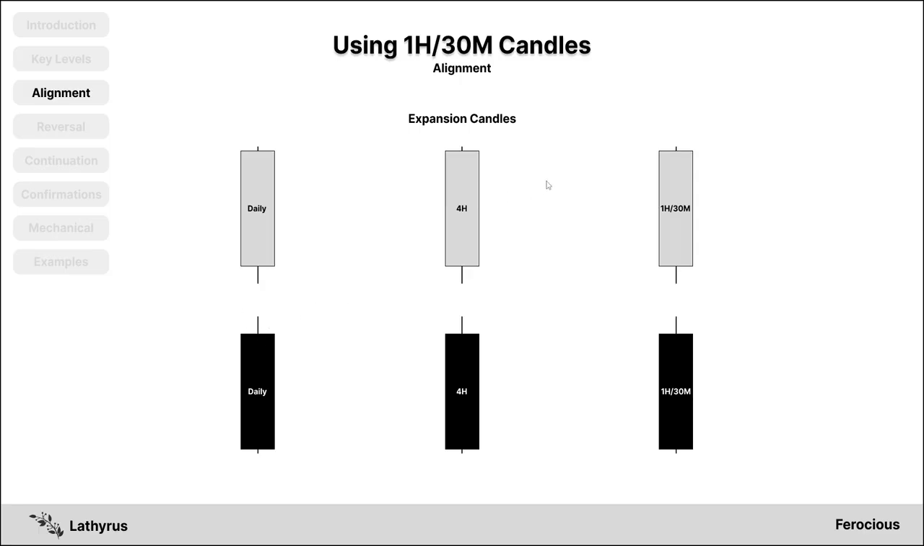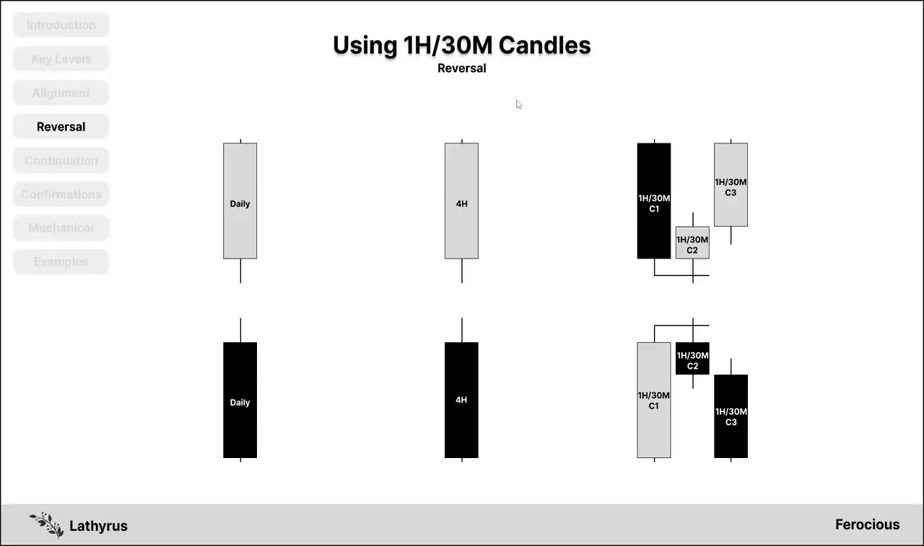We want to be in a 4 hour expansion candle as well, with the same qualifications as on the daily, with a small wick. And from there we want to be in a 1 hour or 30 minute expansion candle as well. For me the 1 hour and 30 minute candles are exactly the same, so it doesn't matter which one I use to create my narrative.